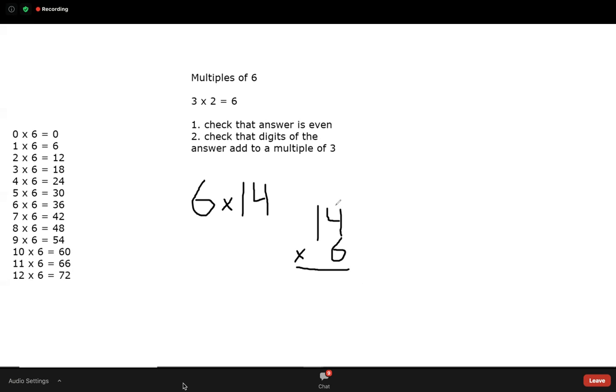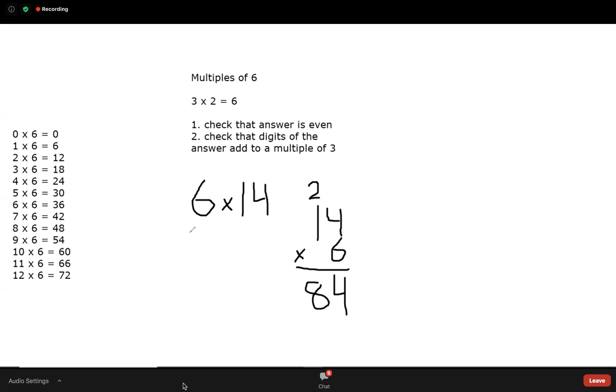Okay, I'm seeing a lot of people put the right answer. That's good to see. So first we would do 6 times 4, which we know is 24. So we'll carry this 2 over and we'll leave the 4 behind. Then we do 6 times 1, which, anything times 1 is itself, so that'll be 6. And we add the 2. So now 6 plus 2 is 8. So our answer will be 84.